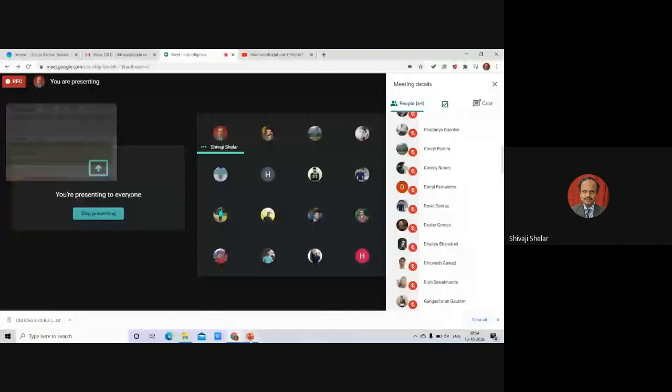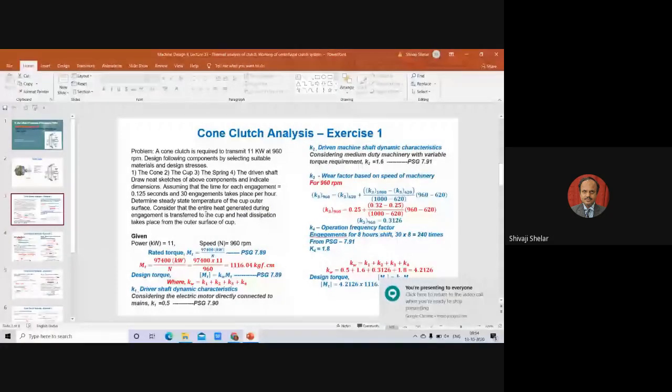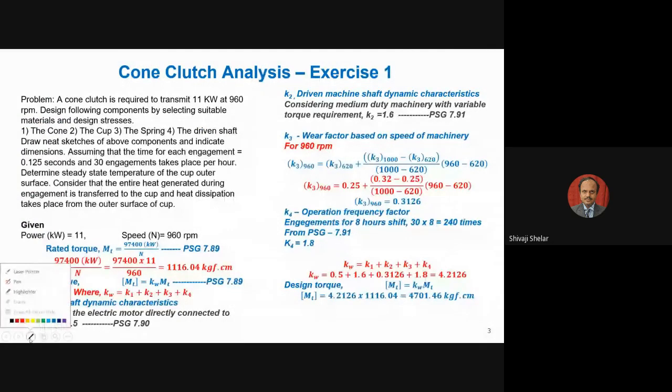we are going for the design. So in the last lecture, we have seen this design. In the last lecture, we have designed a cone clutch which will transmit 11 kilowatt at 960 RPM. So we checked out rated power. We checked out the design power by considering various factors based on the operating condition given here. So this part we have done in the last lecture, so I will not repeat it. So you are already familiar with this part.